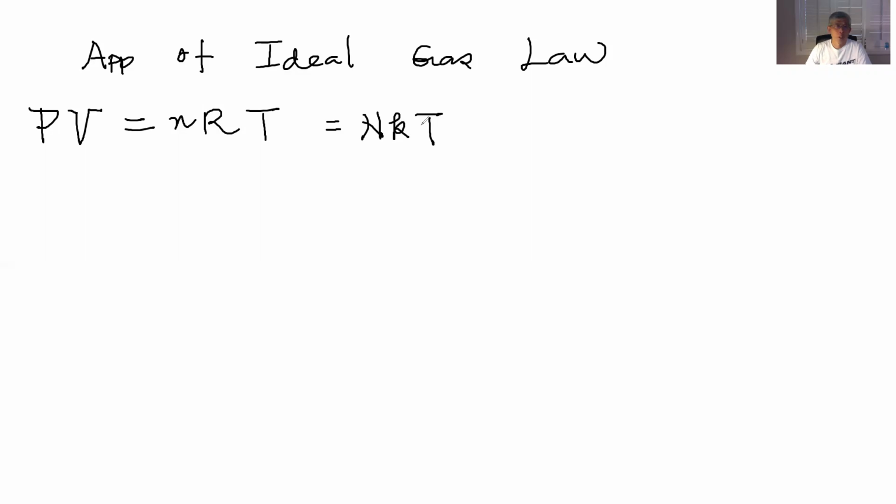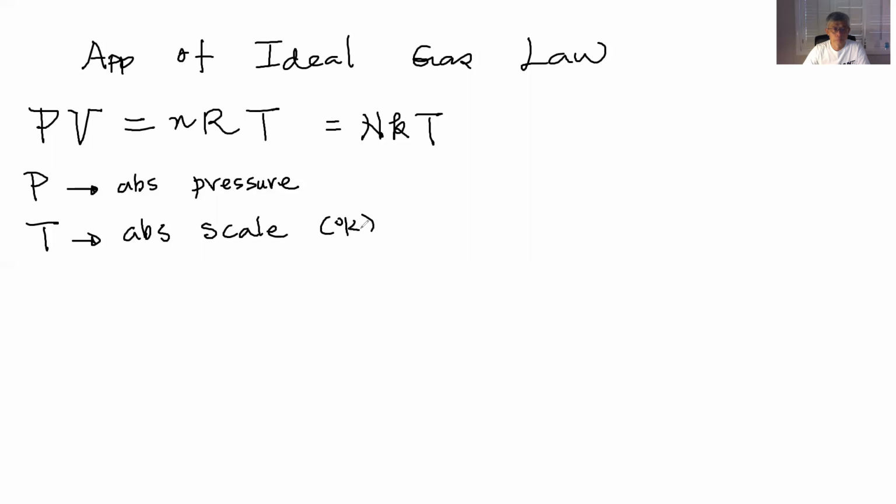Two things that students often forget: P here, the pressure, is in absolute pressure, so it's not a gauge pressure. And the other thing is that T is also in the absolute scale, so this is degrees Kelvin. So these two things are very important. That's the unit that we use in formulating this equation, by the early physicists.